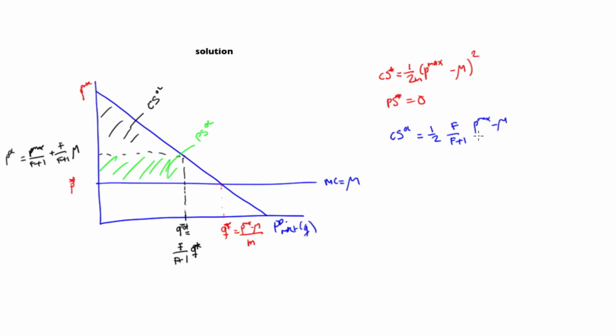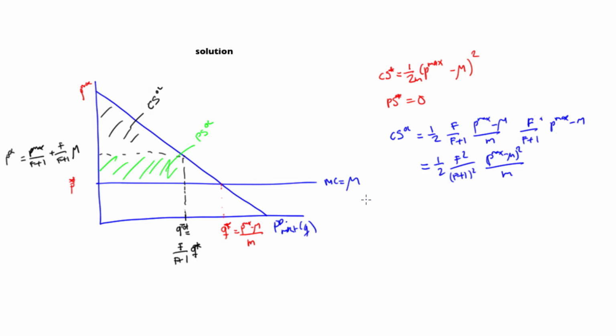P max minus mu divided by M times that height. I apologize. This height is P max minus this price, which is equal to F over F plus 1 of P max minus mu, without being divided. So the total consumer surplus is 1/2 F square over F plus 1 square, P max minus mu square over M. Okay?